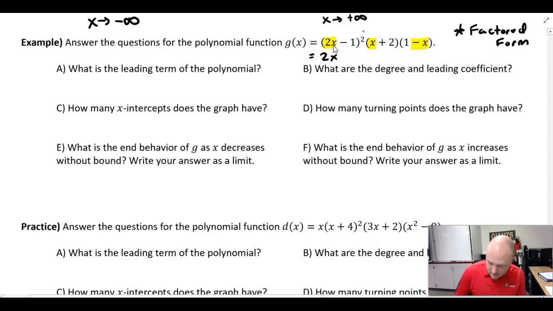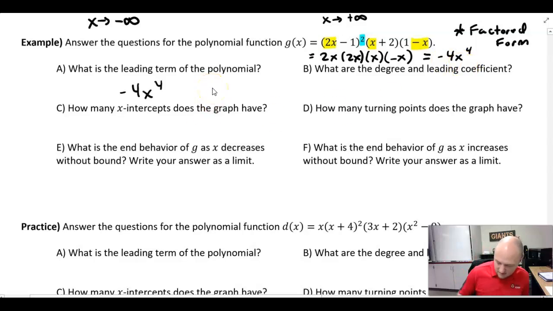So I have 2x, and notice how it's squared. Do you see how it's squared? That means I have it twice. 2x times 2x. And then I have another x. And then the last term is a negative x. I'm going to multiply all these together. That would put it in standard form. So what I get is 2x times 2x, 4x squared, times x, 4x cubed, times negative x. That gives me negative 4x to the power of 4. So my leading term is negative 4x to the 4th.